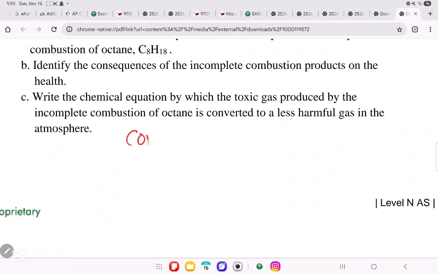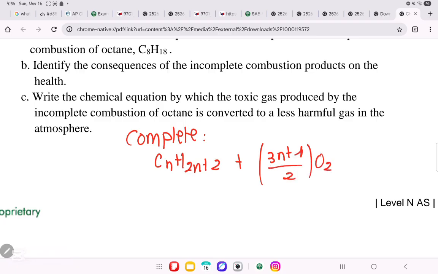First of all, let's deal with the complete. What was the equation for the... hold on, I have the equation in my copybook, in my notes. Okay, the complete combustion of an alkane. First of all, an alkane will have the formula of CnH2n plus 2. And in addition, we will have 3n plus 1 over 2 oxygen, which will give us what? Which will give me nCO2 in addition to n plus 1 water. This is the complete combustion.